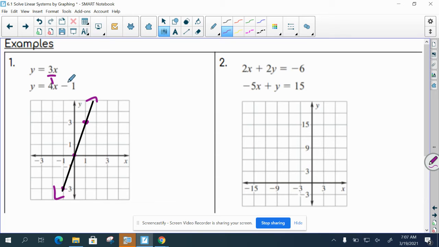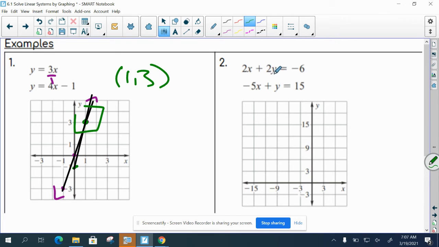And then for the other one, it's 4x minus 1. So this has a y-intercept of negative 1 and a slope of 4. So I would go up 4 over 1. And then that's all I can do. I can't go down 4 over 1 because that's off the graph. But that's all I really need to do because now I see where they intersect. So they intersect right here at 1, 3.